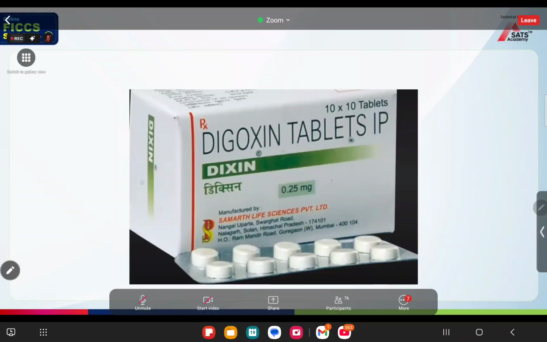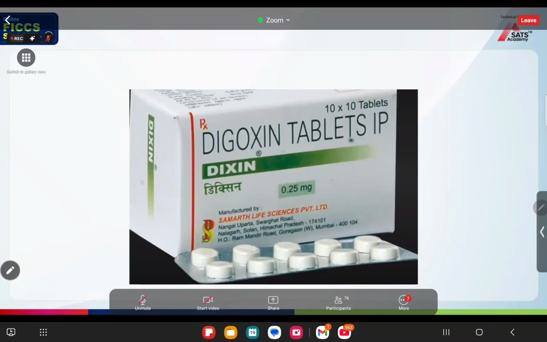What is this? Ma'am, tablet digoxin. Which category of medication does it fall in? It falls in the anti-arrhythmic classification. Anti-arrhythmic? No, digoxin is a group of cardiac glycosides. Yes, cardiac glycosides.